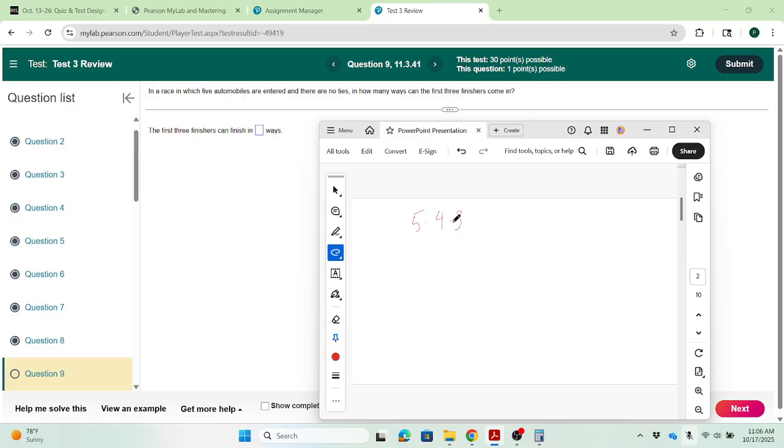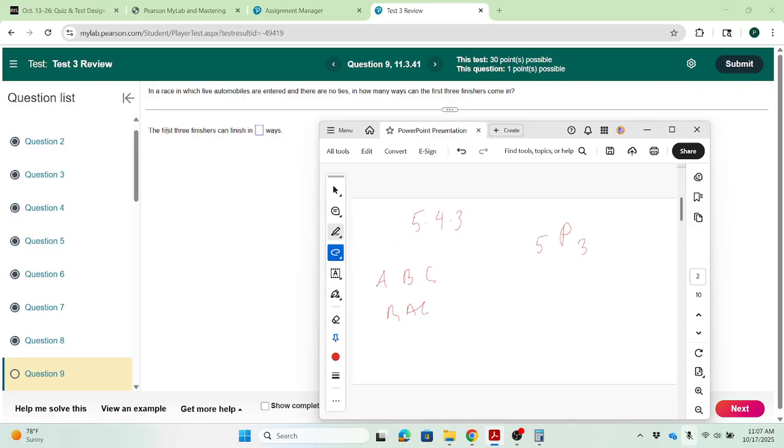So we need to choose 3 out of 5, and the order matters. That's why it's a permutation problem, because let's say A is the first one, B is the second one, and C is the third one. Then ABC and BAC are different.